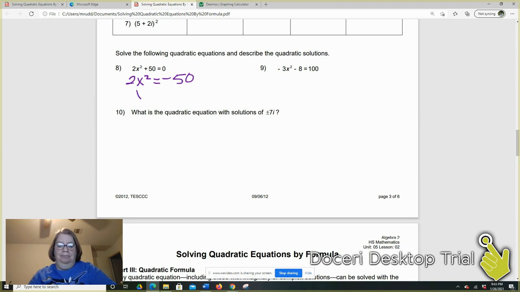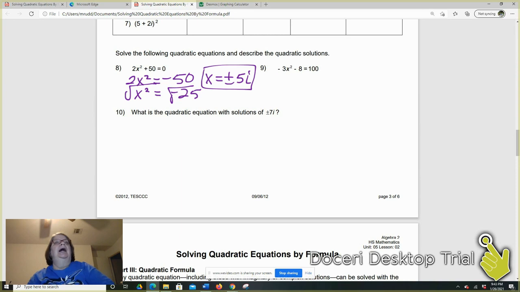And then divide by 2. And then take the square root. And you have x equals plus or minus 5i. 5 because it's the square root of 25. i because of the negative. Describe the quadratic solutions. They're complex conjugates. I wouldn't worry about this describe part. Let me see what we've got here. Yeah, those are complex conjugates because we have an i and we have both the plus and the minus.